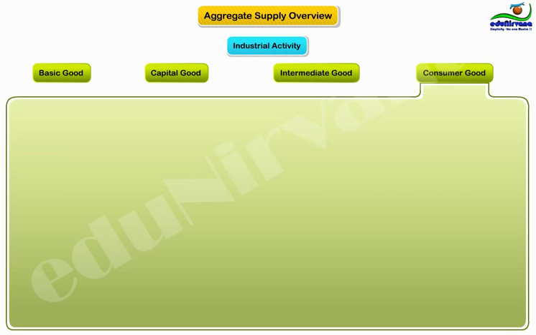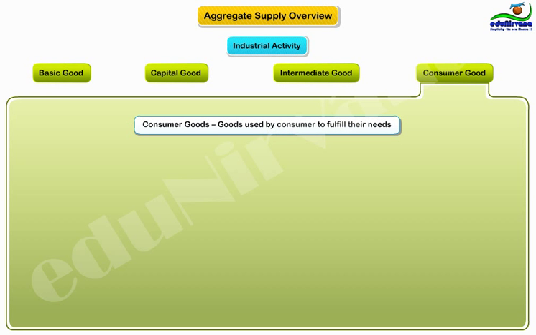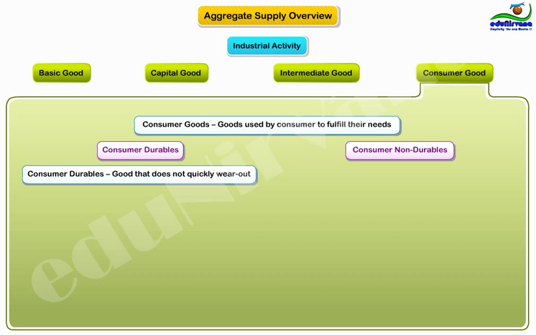Consumer goods. The goods used by the consumer to fulfill their needs. It is further subdivided into two categories based on the usage period: consumer durables and consumer non-durables. Consumer durables. In economics, a durable good or a hard good is a good that does not quickly wear out, or more specifically, one that yields utility over time rather than being completely consumed in one use.